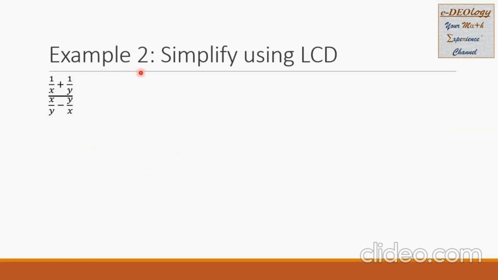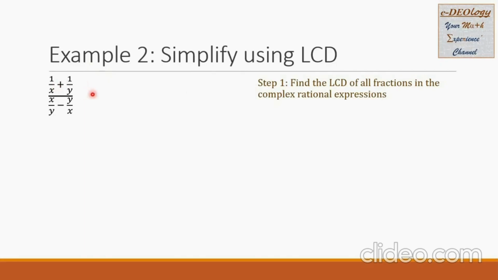Let us have example 2, simplify using LCD. Also, this is the same example that we had in our method 1. So we will solve this using our method 2. Step 1, find the LCD of all fractions in the complex rational expression.